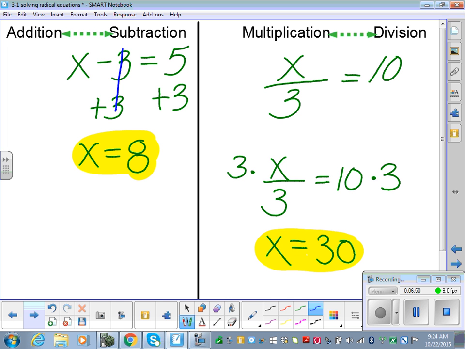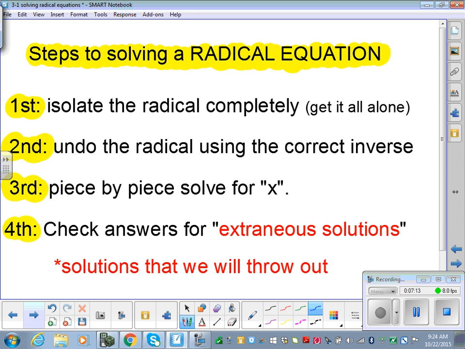So looking at this, we have x divided by 3 is equal to 10. I just said x divided by 3. How do we get x? How do you undo division? Multiplication. So I multiplied both sides by 3. So then our 3's divide out. And then we have 10 times 3, which is 30. Everybody's good with the basic solving of this. Okay. All right, so here are the steps.